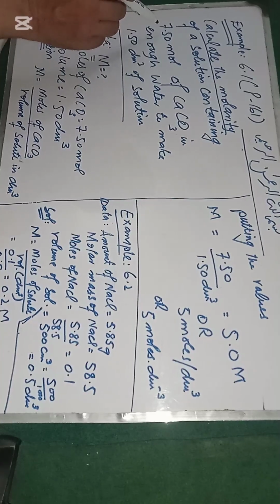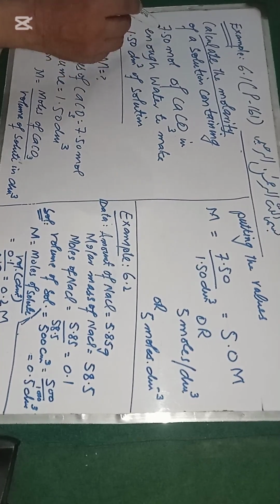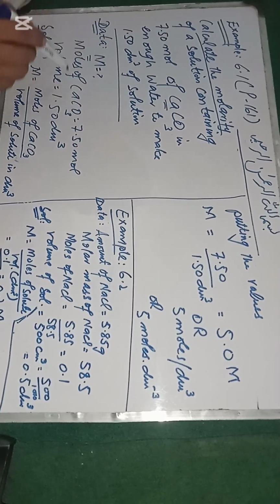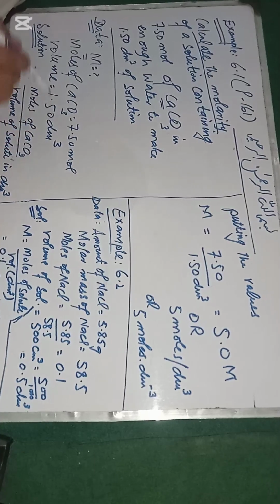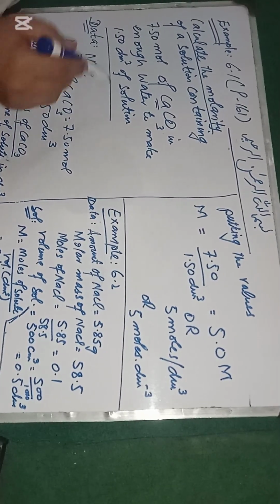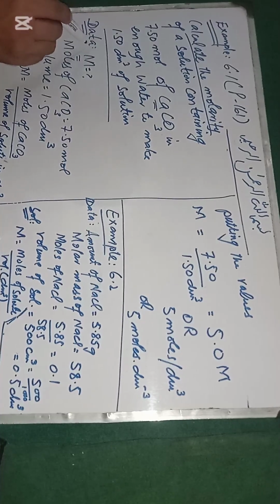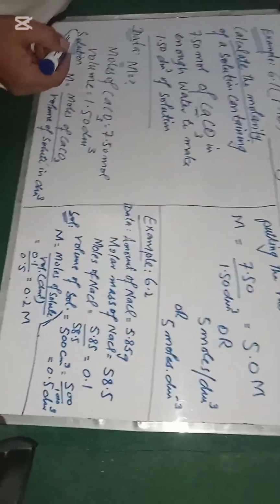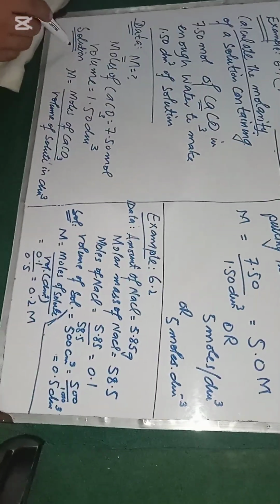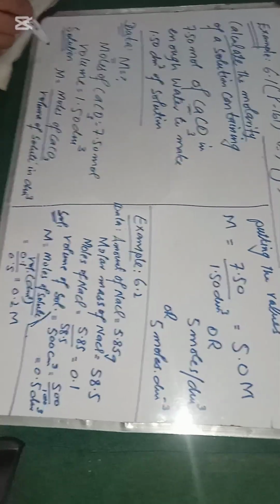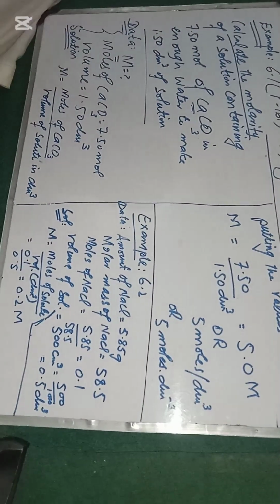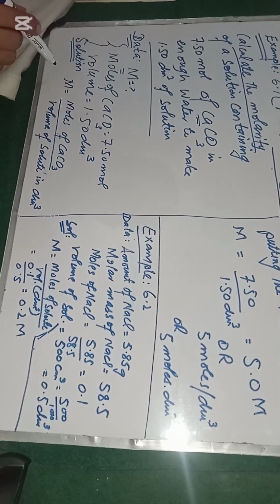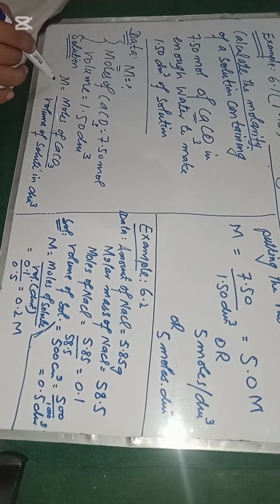Now what is the moles of calcium carbonate, CaCO3? That is 7.50, and the volume is 1.50. This is the skill you need to know, how you can take out the data. Now the solution is easy for us when we collect this data. So over here we are writing the formula.